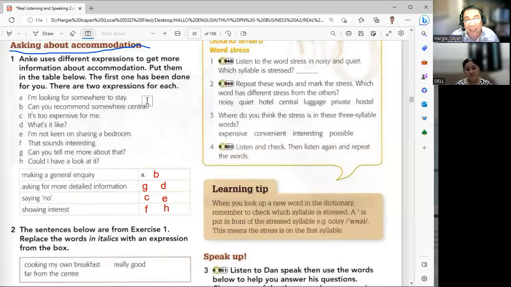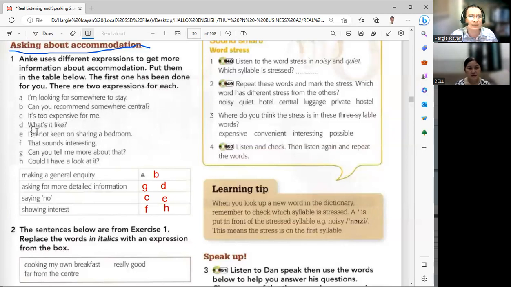Remember, if it ends in a question, that means you are asking a question, so you need to raise your voice. Okay, number one, I'm looking for somewhere to stay. Good. Can you recommend somewhere central? It's too expensive for me.